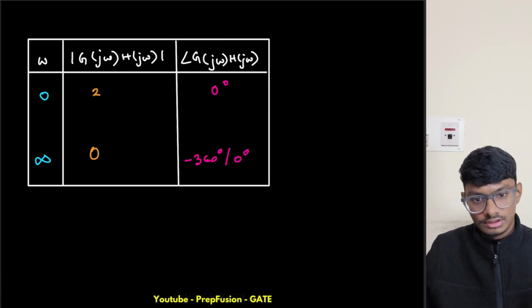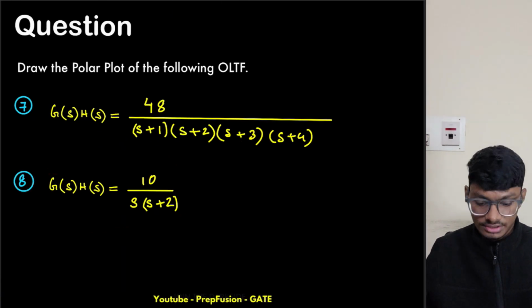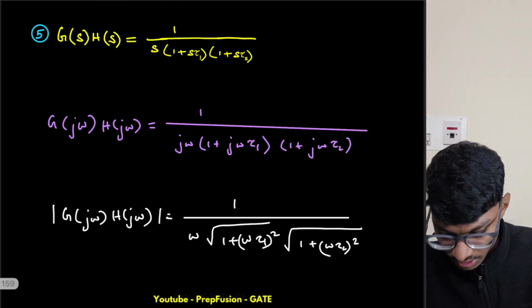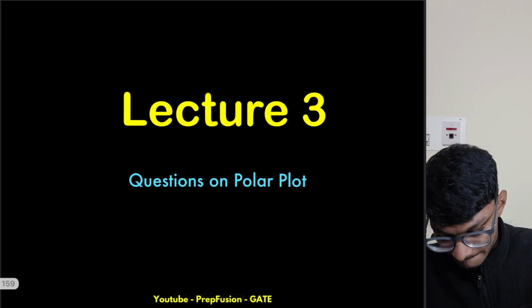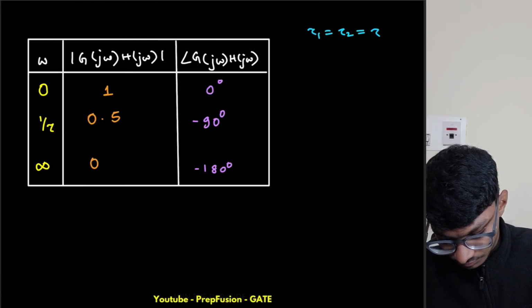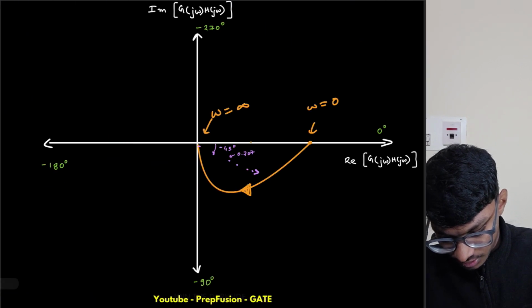So there is also another question, this one. This one is the same only. How will this one come? Okay, I will just show you how this one will come. This one will come the same as this one. Where was that question? Here, this one. It will come like this.